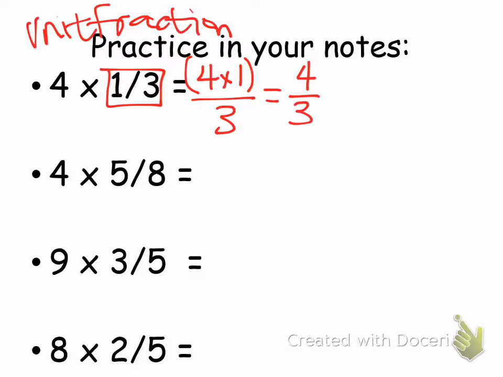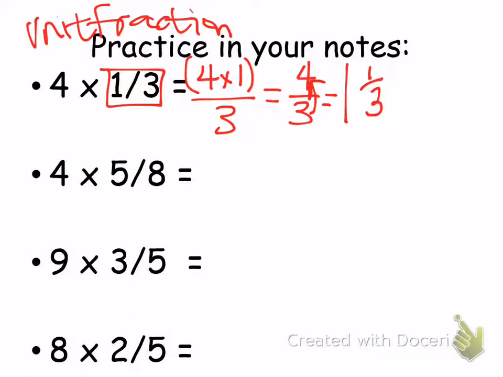I don't want to leave it as an improper fraction. So I know that 3 goes into 4 one time. When I subtract out my whole number of 3, I get 1 left over. My denominator remains the same. So 4/3 is equivalent or equal to 1 1/3.